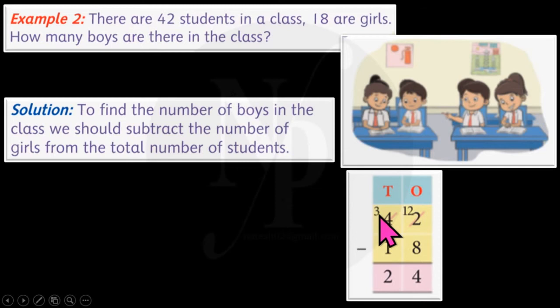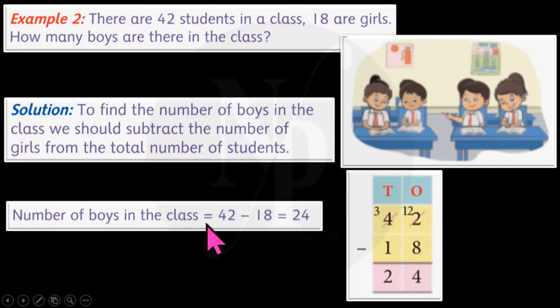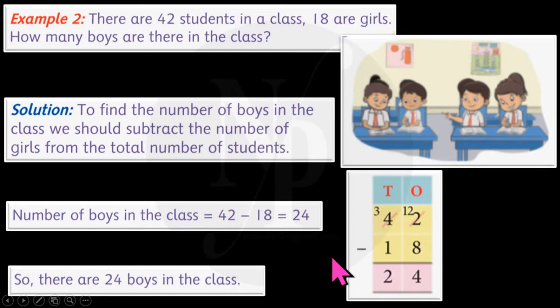And now 3 is remaining in the tens column, since 1 ten is borrowed. So 3 tens minus 1 ten is equal to 2 tens. Therefore 24 is the difference, and it represents the number of boys in that class. The number of boys in the class is equal to 42 minus 18, which is equal to 24. We obtained this by subtracting. So there are 24 boys in the class. This is the conclusion or final answer of this question.